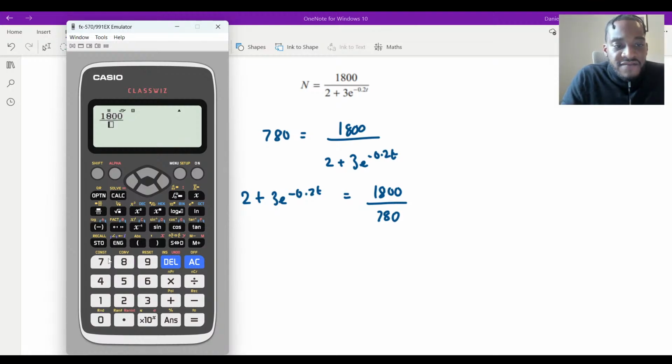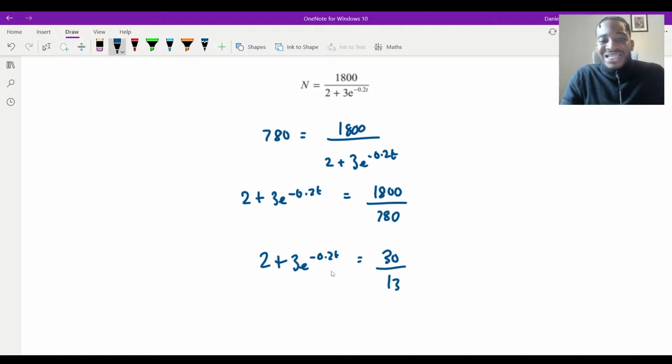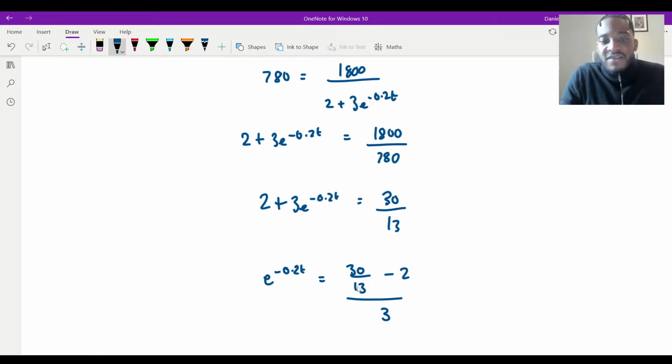1,800 over 780. That's going to be 30 over 13. So it's going to be 2 plus 3e to the minus 0.2t is equal to 30 over 13. And then what I want to do is isolate the e. So e to the minus 0.2t is going to equal 30 over 13. I'm going to take that 2 away, and I'm going to divide by 3 now to give me that.